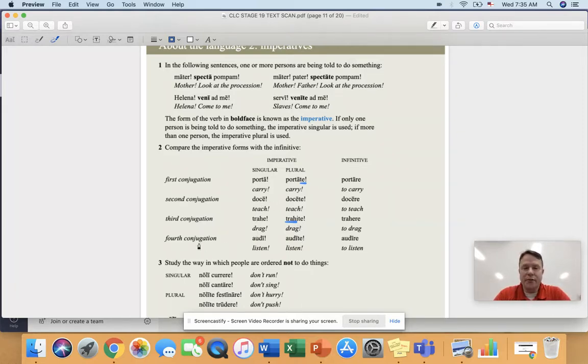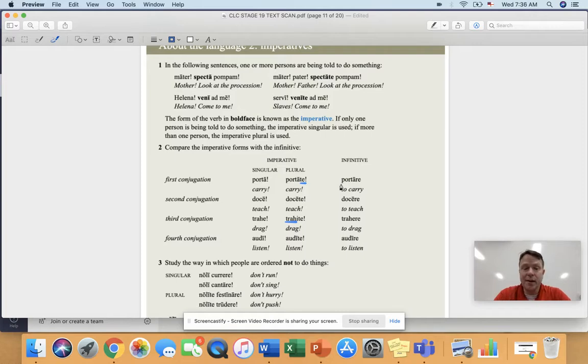If we look at a fourth conjugation verb, audio, audire, to listen, again it's just audi, the word without any ending, not an o, not an s, not a t, not a ba, nothing. So audi versus audite. The singular is if I'm talking to one person, the plural if I'm talking to more than one person. It's basically just the word without the re of the infinitive.